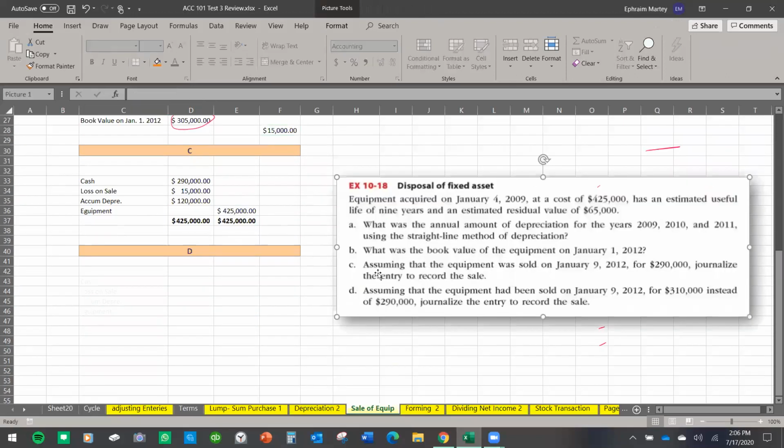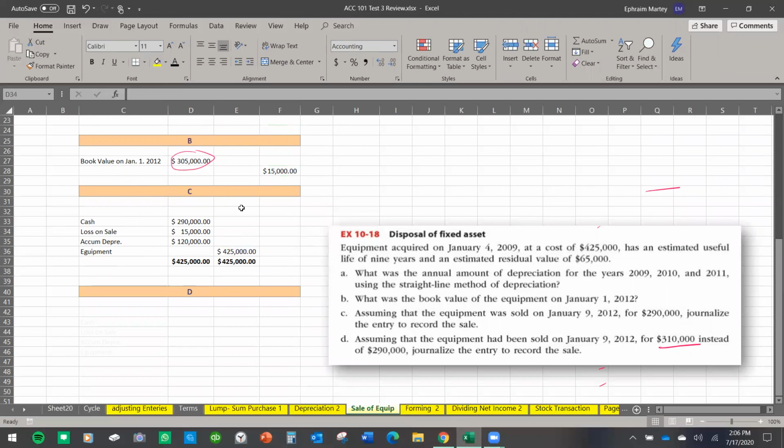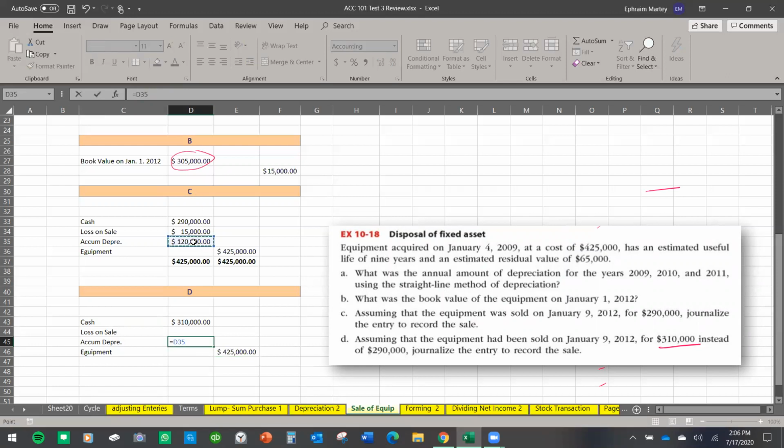Okay, let's go ahead and do the last one, which is D, assuming that we sold it for 310,000. So now, are you going to gain or are you going to lose? You are going to gain about 5,000, because it's worth 5,000 but you sold it for 310,000. We're going to do the same thing as in the previous one. We are receiving cash of 310,000, and we are crediting equipment for 425,000. Accumulated depreciation is 120,000.